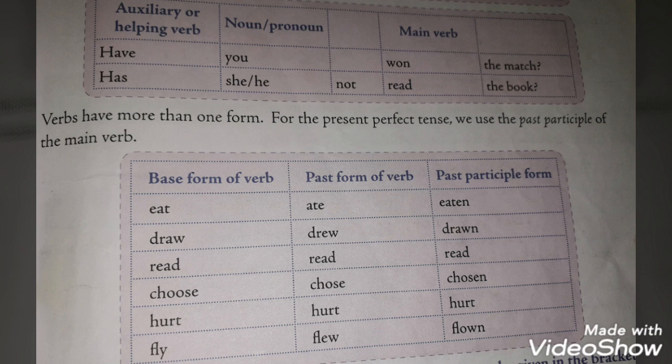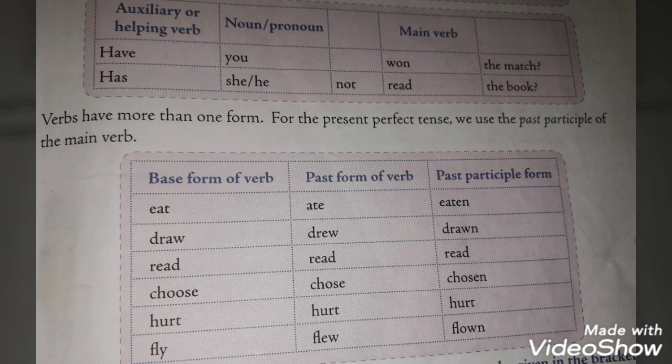Read, read, read. Students, here the spellings are the same but the pronunciation is different. Read, R-E-A-D, read, R-E-A-D, read. Choose, chose, chosen. Hurt, hurt, hurt. The spelling and the pronunciation are the same. Fly, flew, flown.